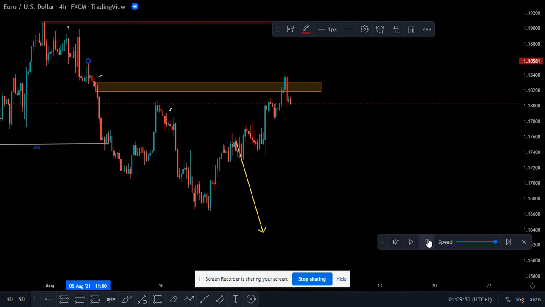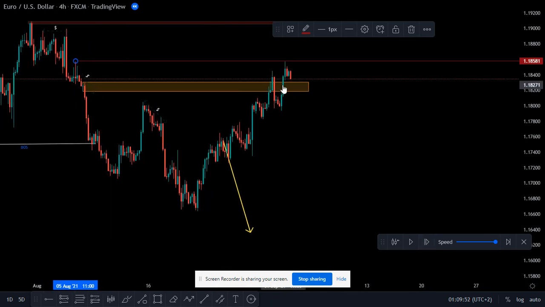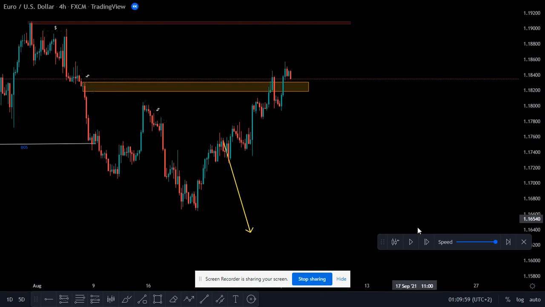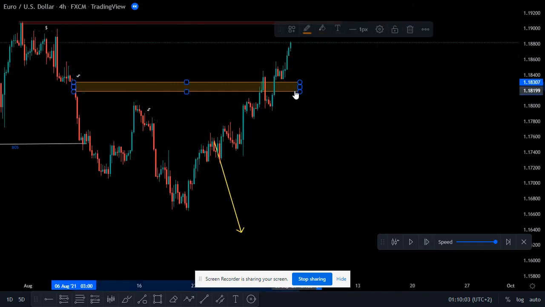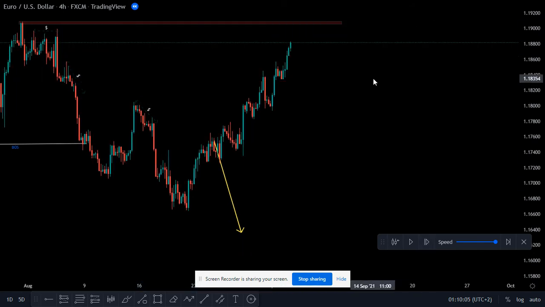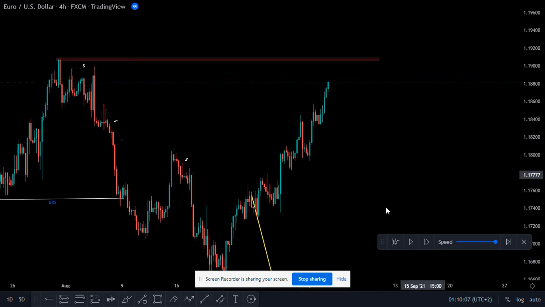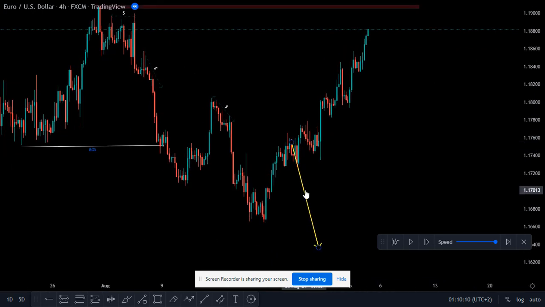So as you can see, the market reacted to the order block, but then these engulfing candles went ahead and swept all the liquidity there. So the market continues going up. So we can cancel that order block. It didn't hold the price as we want.